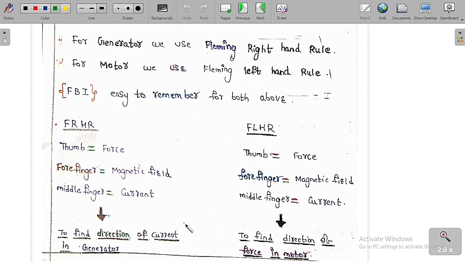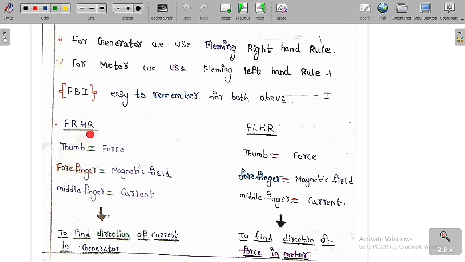So we can say simply that for a DC generator we use Fleming's right hand rule, and for a DC motor we use Fleming's left hand rule. FBI, it is easy to remember for both. For both it is the same principle: the thumb is force, the forefinger is the magnetic field, and the middle finger is the current.